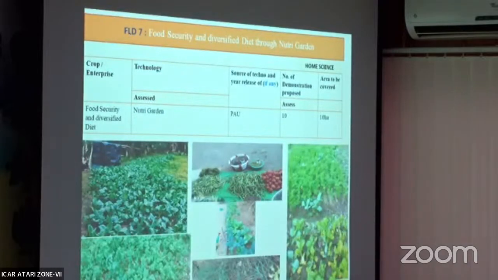And this is on Nutri Garden. So may I state that in Mizoram, also in my district, 43% of pregnant women are diagnosed with anemia. So as a result of this, we have taken up this Nutri Garden as an FLD for providing food security and diversified diet. And many of the farmers and Anganwadi workers, we are working with them, and this is one of the activities that we've done.